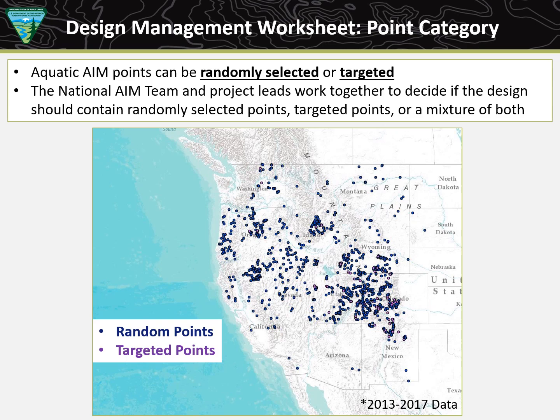Aquatic AIM sample points can either be randomly selected or targeted. The National AIM team and project leads work together to decide what kind of design is most appropriate for determining if randomly selected points, targeted points, or a mixture of both should be used in the sample area.